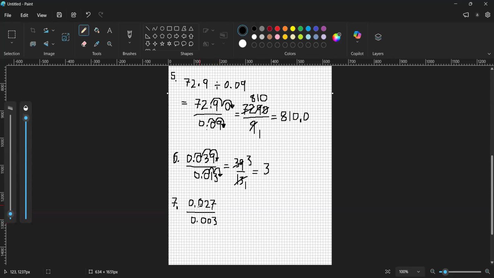The same thing is going to happen here. Both of them have 3 decimal places. So if we want to make them whole numbers, we'll have to do 3 decimal jumps to the right-hand side, and that will leave us with 27 at the top. And in the denominator, if you do the same thing, it's 1, 2, and 3. So that's going to leave us with just 3.